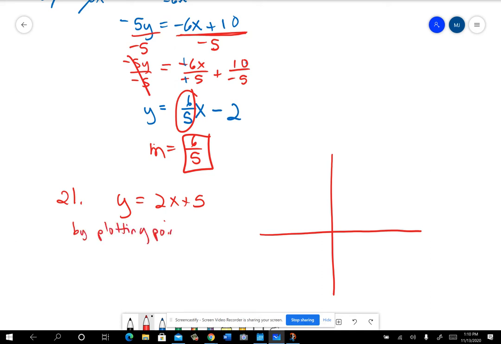Okay, if you were thinking, oh, I'm just going to do a table of values, I'm going to pick some things for x and see what y is. Okay, that works. But they didn't want us to do that. They said to graph by using the slope and the y-intercept.